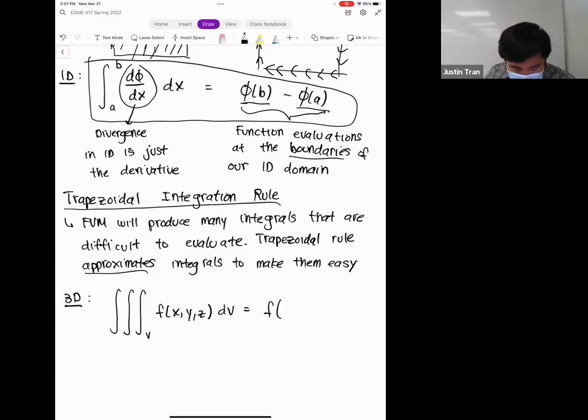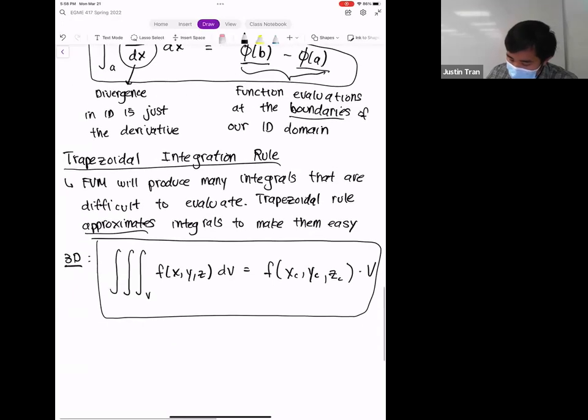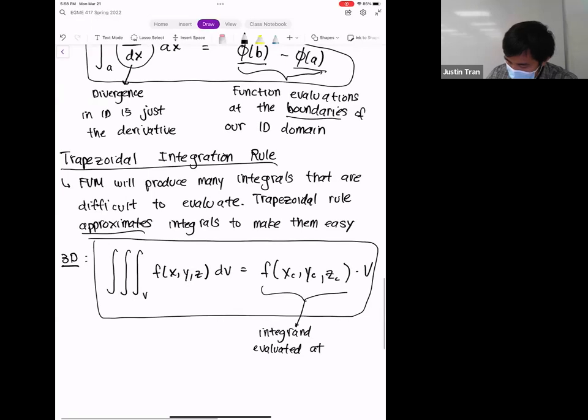what we can do instead is we can take the integrand, we evaluate the integrand at the centroid of our domain, okay? And we multiply it by the domain volume, okay? All right, so this f of xc, yc, zc, this is the integrand evaluated at the domain center. And this V here, this is the volume of our domain.